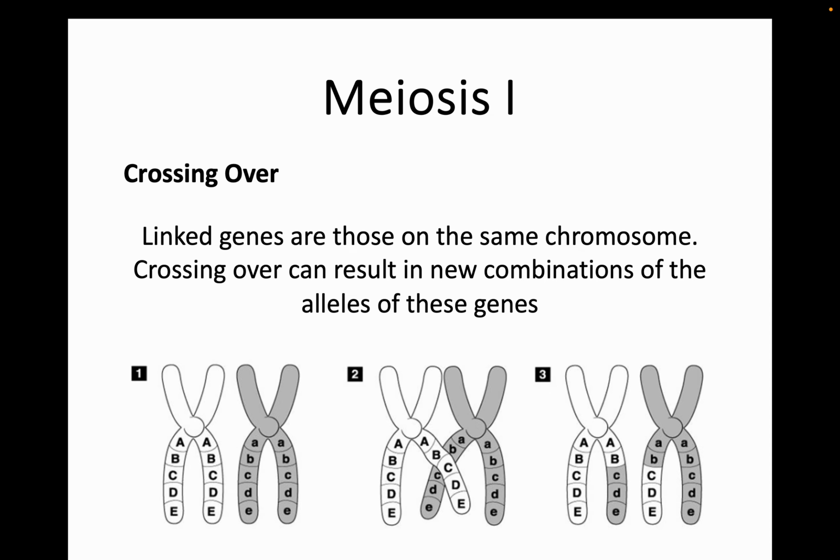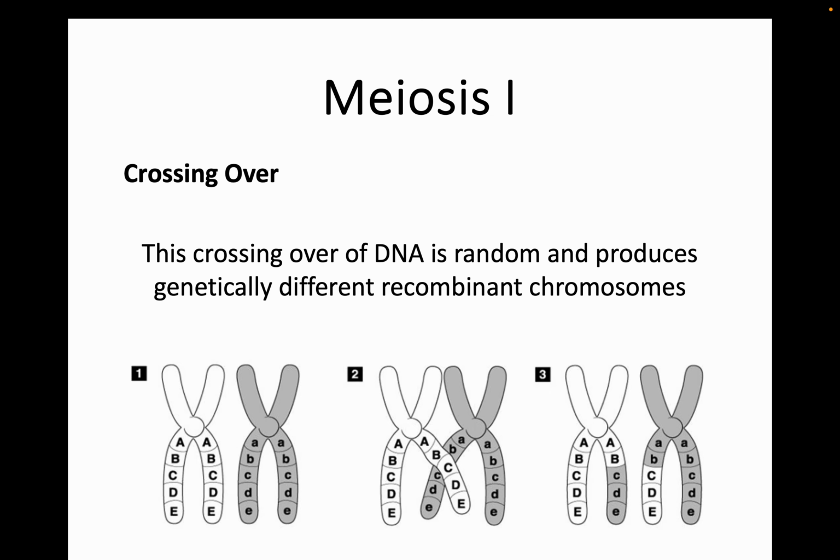Going on, through this, you have something called linked genes. Linked genes are the genes on the same chromosome. So on the left, on this white chromosome, you would have A, B, C, D, and E uppercase. On the grey one, A, B, C, D, and E lowercase. Those would be linked genes on the same chromatid. So again, if they cross over, you can result in new combinations of the alleles of these genes.